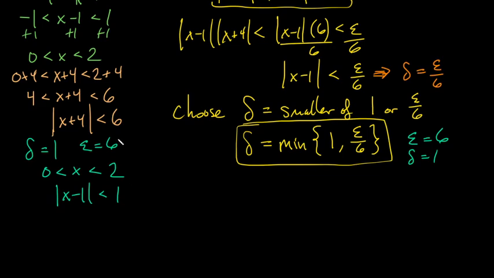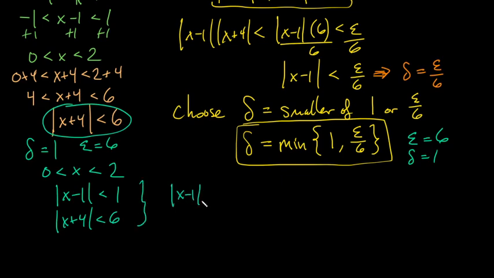But remember, it also means that in absolute value, x plus 4 is going to be less than 6. So if I multiply those, x minus 1 times x plus 4, again in absolute value, that's going to be less than 1 times 6. And remember, I can combine them. I can multiply the x minus 1 times the x plus 4.